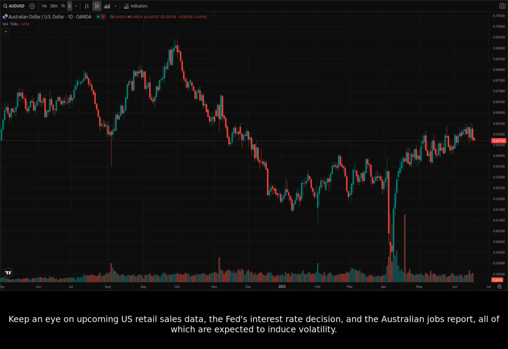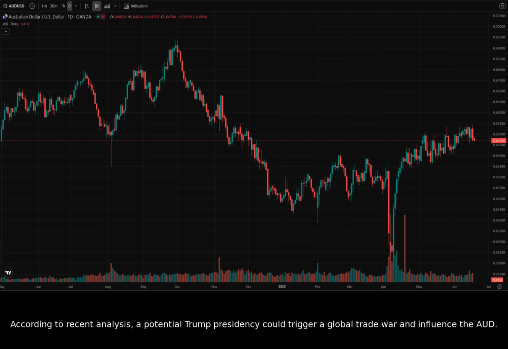Keep an eye on upcoming U.S. retail sales data, the Fed's interest rate decision, and the Australian jobs report, all of which are expected to induce volatility. According to recent analysis, a potential Trump presidency could trigger a global trade war and influence the AUD. The pair also shows some correlation with gold prices due to Australia's reliance on commodity exports.